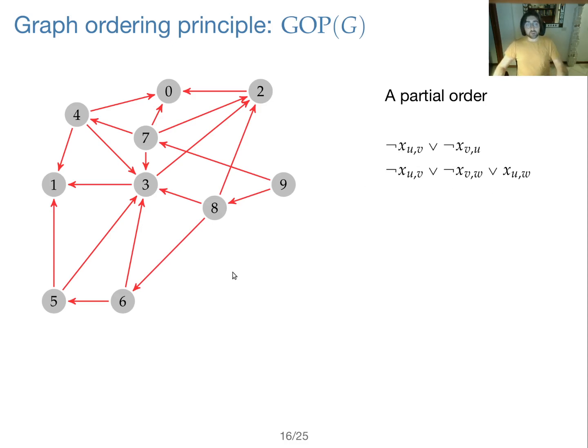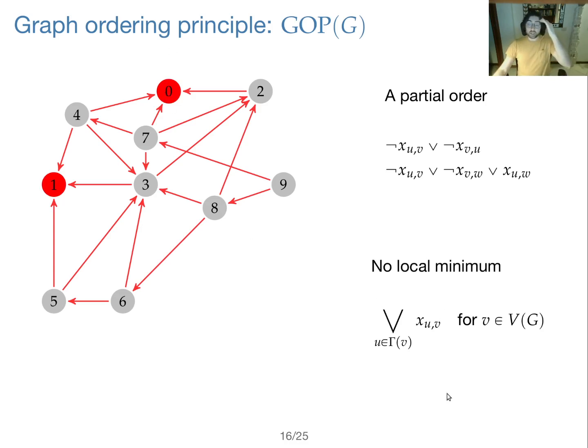And simultaneously the formula says that there's no vertex which is a local minimum. The clauses say that every vertex must have a predecessor in the partial order. This is of course impossible because a partial order over a finite set of elements has a global minimum, so it will also have local minimums. For example, 1 is not a global minimum, but it's definitely a local minimum. And the clauses say that there shouldn't be any local minimum, and this formula is of course unsatisfiable.